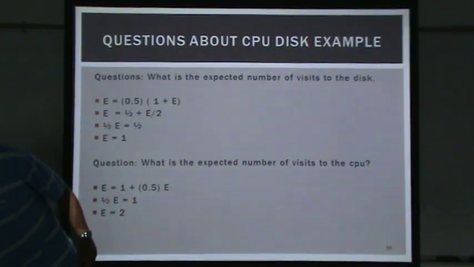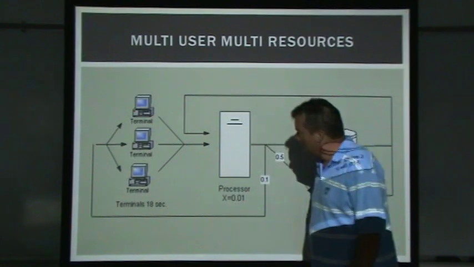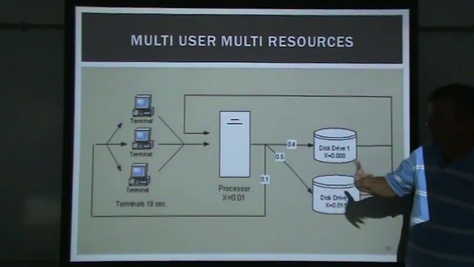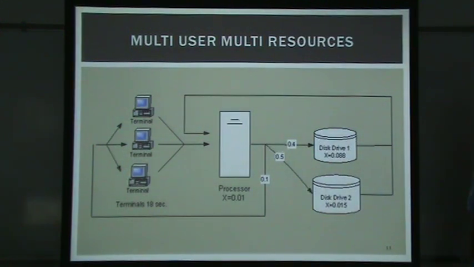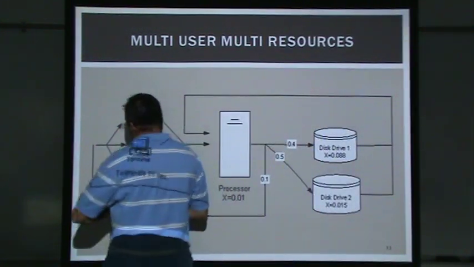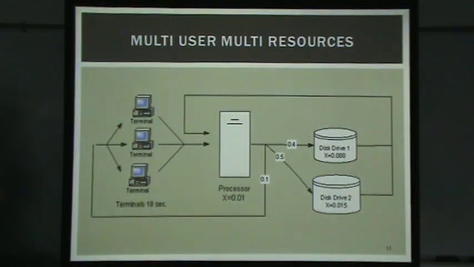So we know how many times we hit each queue, and now we're not at the point yet where we can figure out how much time we spend at each visit of the queue. So let's just look at another system. Let's say we have, this is from an older textbook, this is terminals.